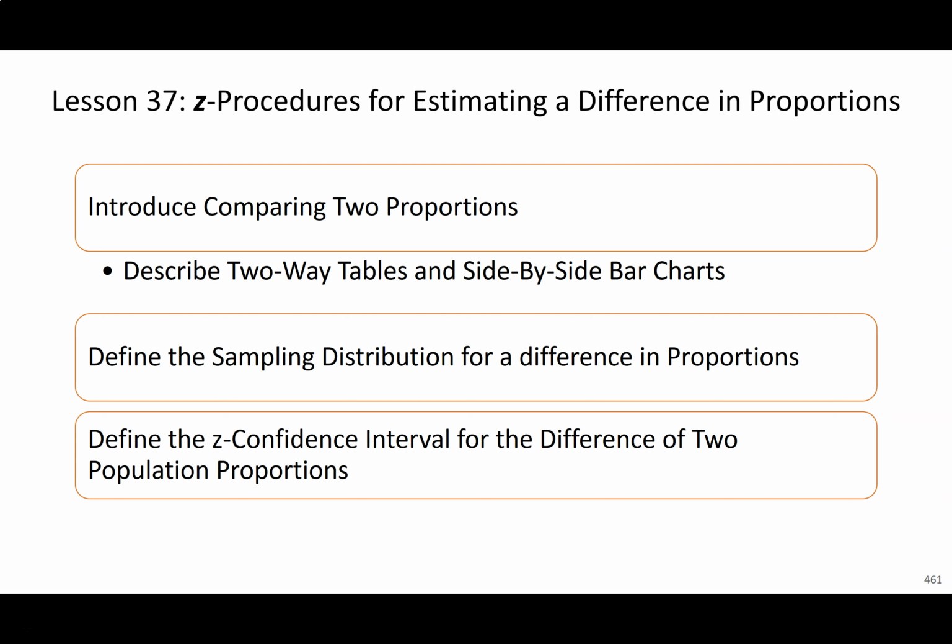So we're going to look at two-way tables and side-by-side bar charts, because remember, if we're looking at proportions, it's a categorical variable. Bar charts or bar plots should be our go-to. And then we're going to talk about the sampling distribution for the difference in proportions.